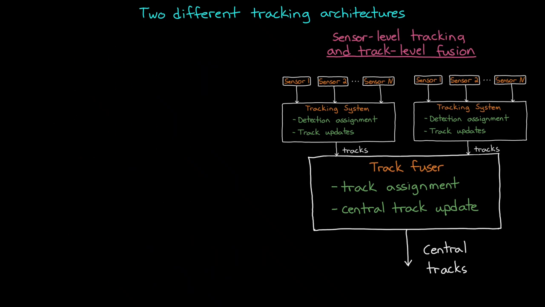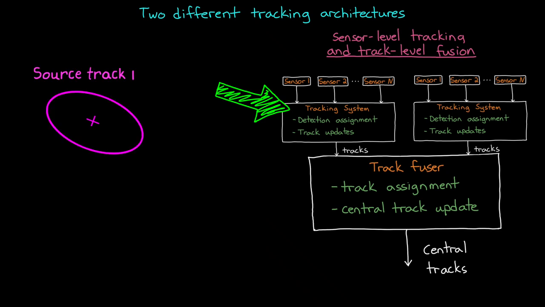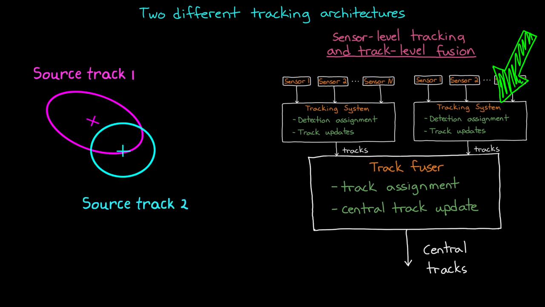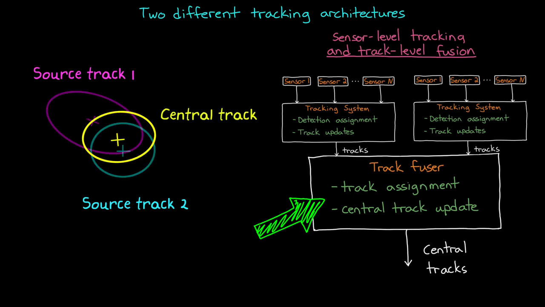As a quick example, one sensor level tracker might say that there's an object here with this probability distribution. Another sensor level tracker might say that an object is here with a different probability distribution. The track level fuser would need to determine if these two tracks are two different objects or associate them as the same object. And if it's the same object, then combine the two estimates to create a new state and probability distribution that is more accurate than either source track on its own.